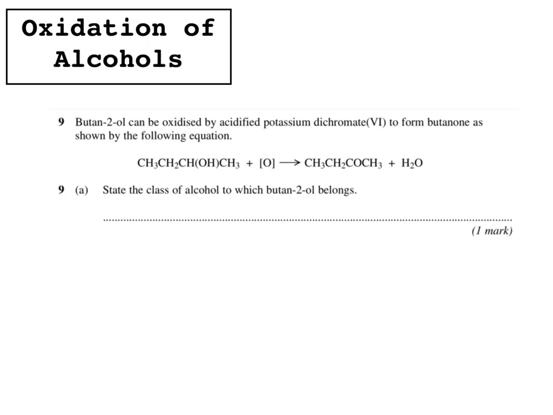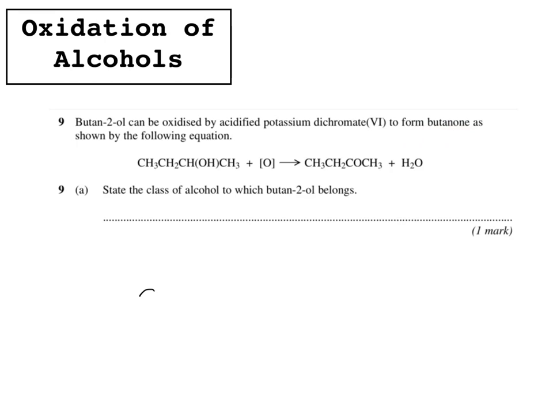So let's have a look at a couple of past exam questions. Firstly, butan-2-ol can be oxidized by acidified potassium dichromate to form butanone, as shown by the following equation. State the class of alcohol to which butan-2-ol belongs. Well, there's two ways you can figure this out. Firstly, you can see that butanone is made, so a ketone is made, and there's only one class of alcohols that forms a ketone via oxidation, and that is the secondary alcohols.